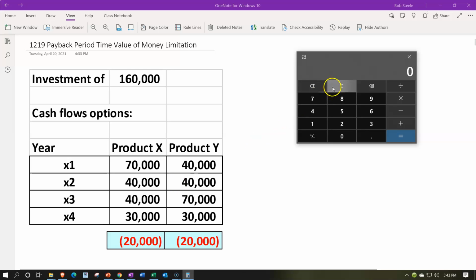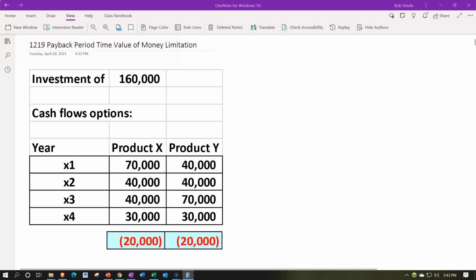So in any case, if we just looked at the total profit here, if we were to add these up, 70,000, I'll just say 40 plus 40 plus 30, right? That's the 180 minus the 160. That means we got a 20,000 profit for X. And we get the same thing with Y: 40 plus 70 plus 30 is 180 minus the 160. We get the 20,000 for the profit on either scenario. That's not something we would know from simply the payback period, but it's probably something that we would quickly calculate, and then calculate the payback period, right?